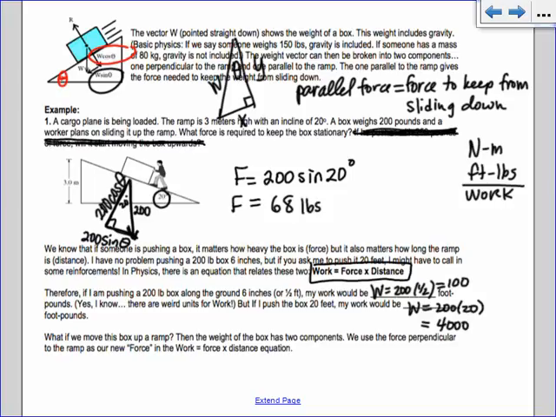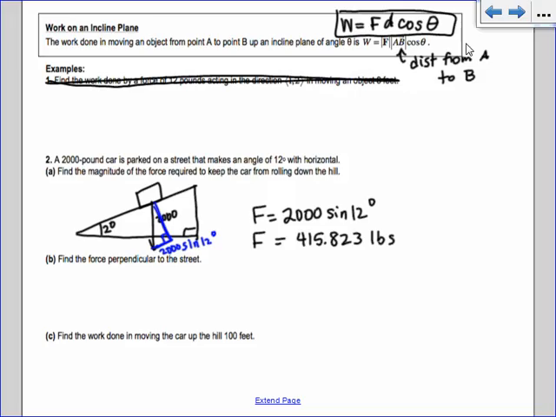Okay, so anyway, going back to that problem. It says find the force that is perpendicular to the street. When you're finding the force that's perpendicular to the street, that's the other component. So that's the one where we have 2,000 times cosine of 12 degrees.